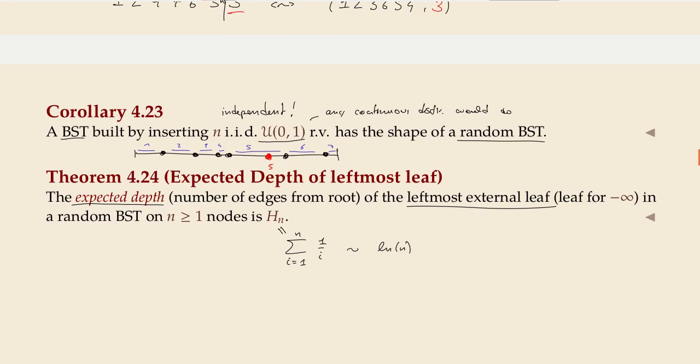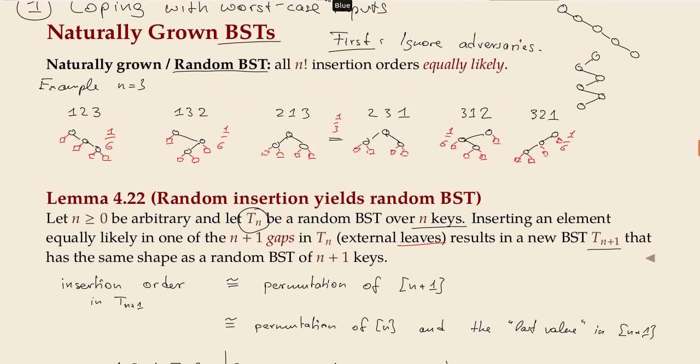So let's consider our example again. The leftmost leaf here is, of course, always this one. And let's just compute the expected depth of this leaf in these trees. So here we have one edge, here as well. Here we have two, here we have two, and here we have three. So if you average over these, that's 1 plus 1 plus 2 plus 2 plus 3 divided by 6, because we have 6 trees overall. And that's just 11 over 6.